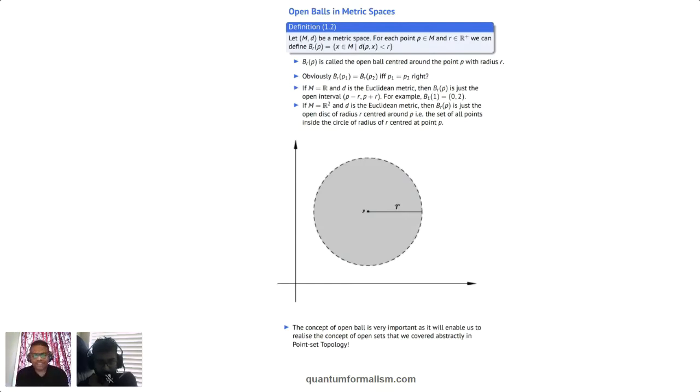This is what will lead us to define the concept of open sets from the metric space structure. Okay, so this is very important. It's very important you understand what's going on here, because otherwise you will be lost.